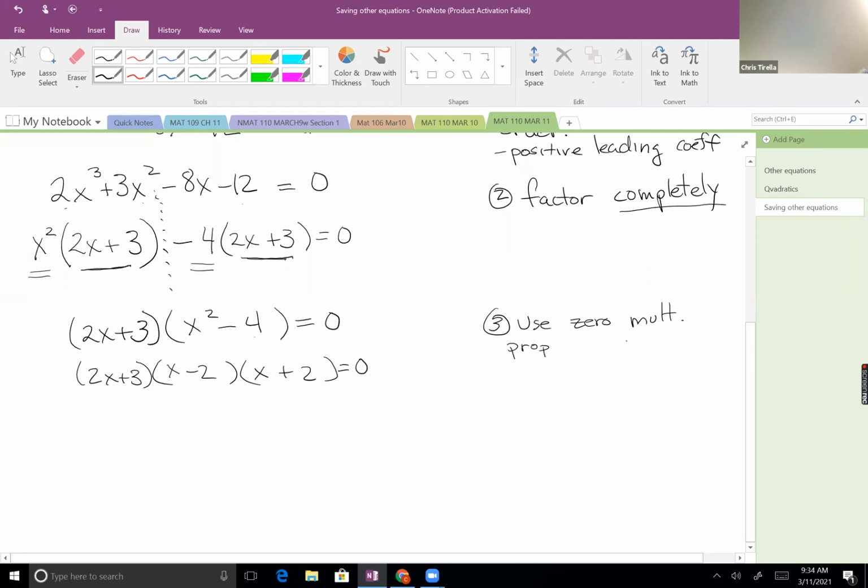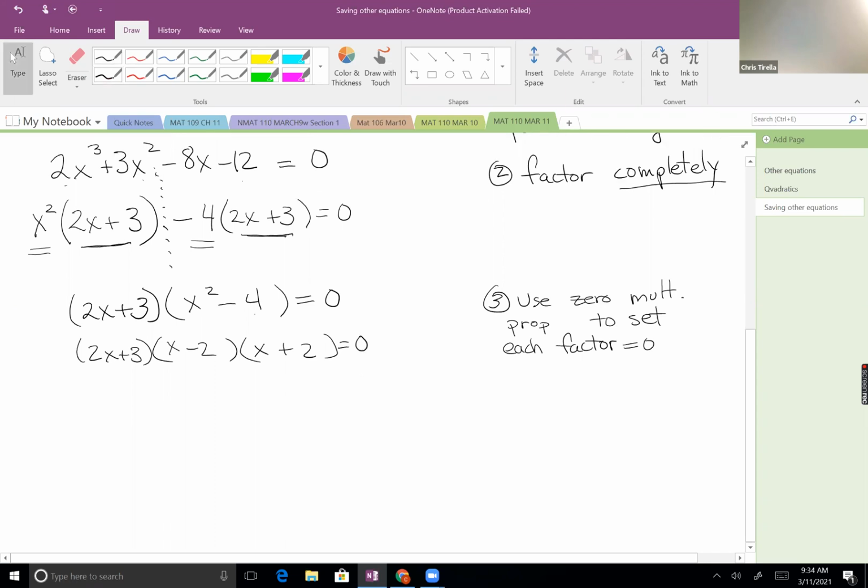to set each factor equal to 0. Or the general idea that if those three things multiply to 0, the only way I can have a product of 0 is if one of those quantities that I'm multiplying is 0, and I don't know which one. So I'm going to say that it's possible that any one of them could be 0. And so now we'll solve the resulting equations.